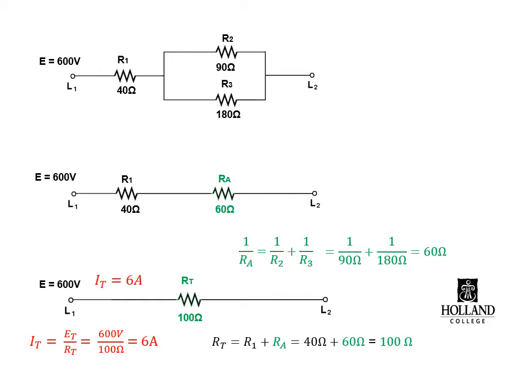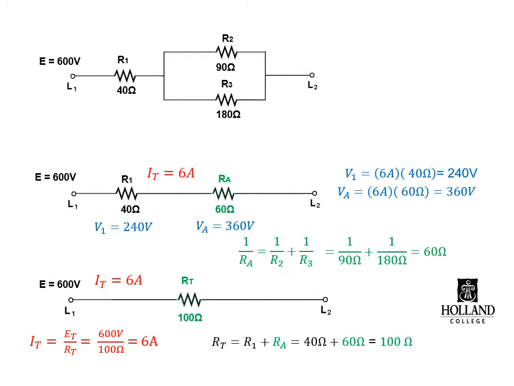RT came from R1 and RA in series, so series circuits have the same current. Now that we know that these two circuits have the same current, we can work out the two voltages for each, where V1 is 240 and VA is 360.